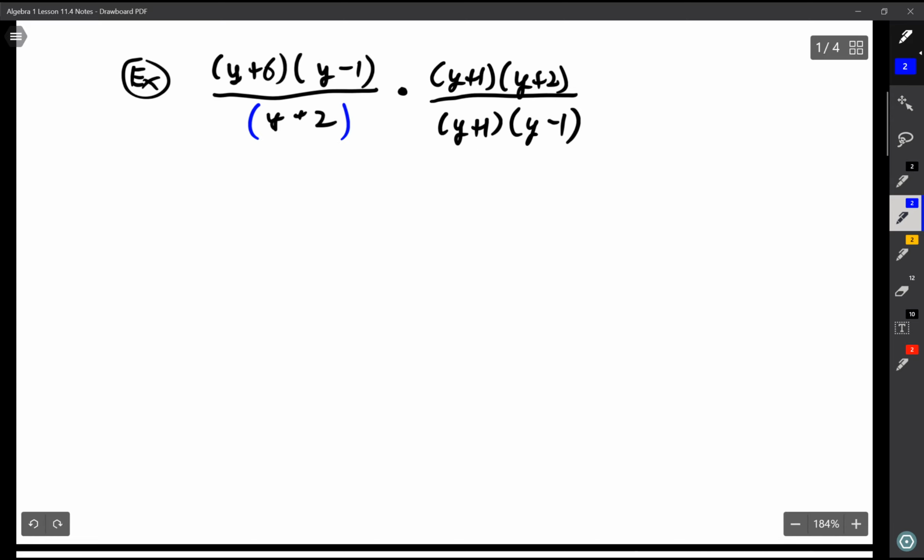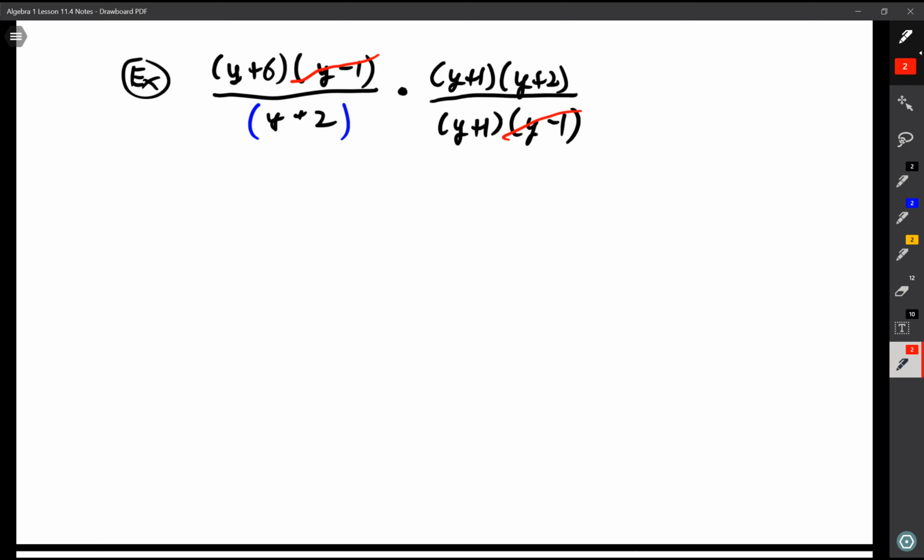So then what that does, we can look for, I personally would look for what cancels. Do I have any factors? In this case, our factors are our binomials, two terms inside of parentheses. And I would look and I say, let's see, I have a y plus 6 on top. Do I have a y plus 6 on the bottom? No. I have a y minus 1 on top. Oh, I also have a y minus 1 on bottom. What's y minus 1 over y minus 1? 1, because anything over itself is 1.